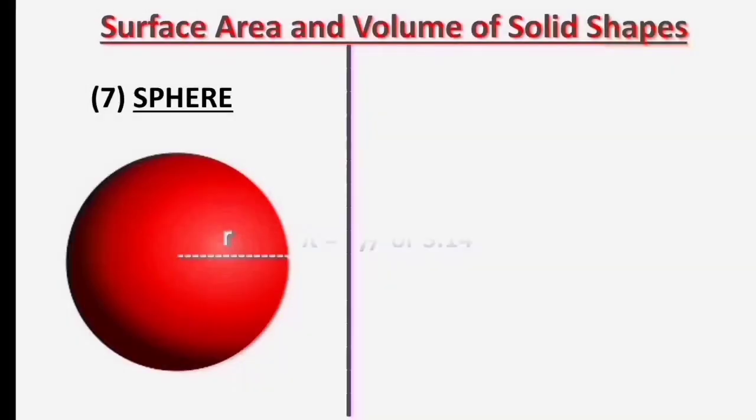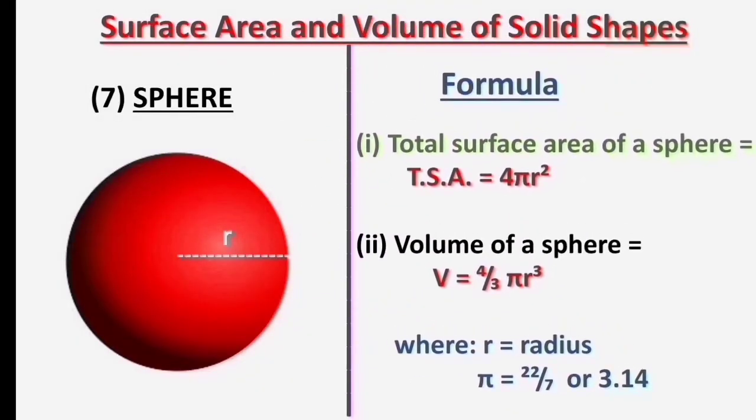For a sphere, the total surface area of a sphere is 4 pi radius squared, while the volume of a sphere is 4/3 pi radius cubed.